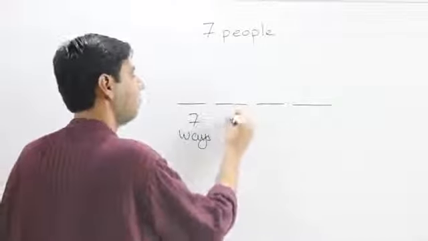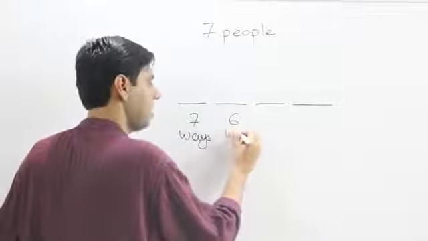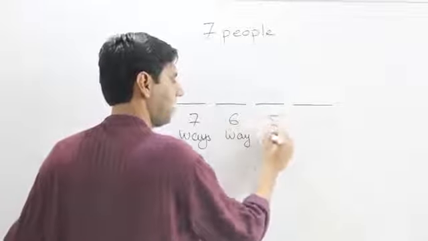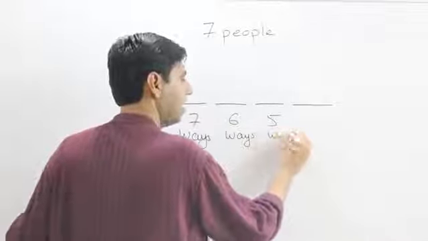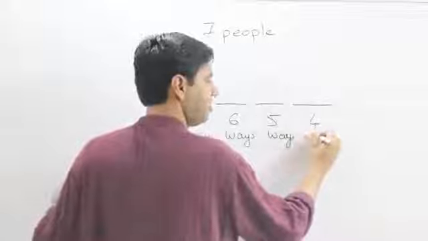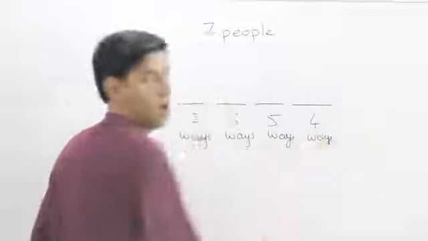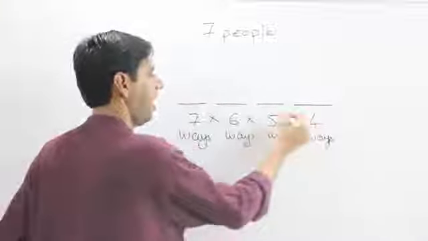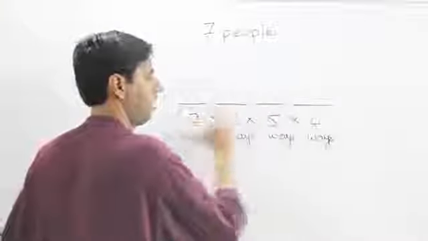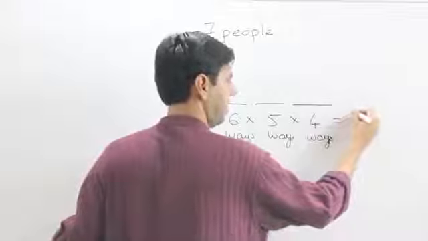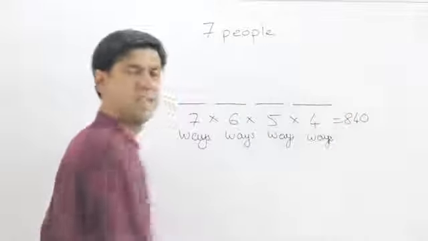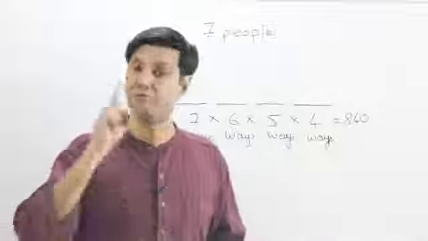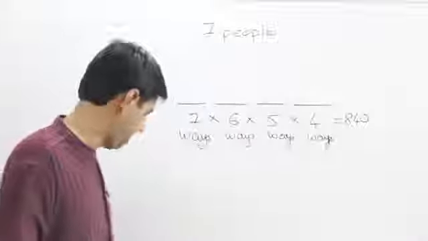The second chair could be filled in 6 different ways. Third one in 5 different ways. And last one in 4 different ways. Since all the 4 chairs need to be occupied, it is going to be a product, and so our answer is 7 into 6 into 5 into 4, that is going to be 840. Exactly similar to our first question on forming numbers.